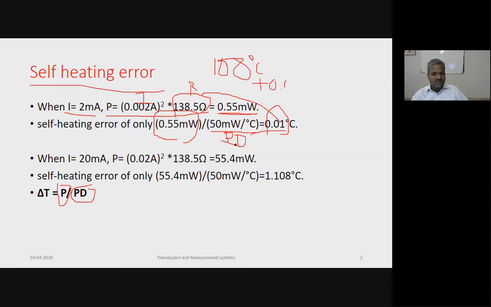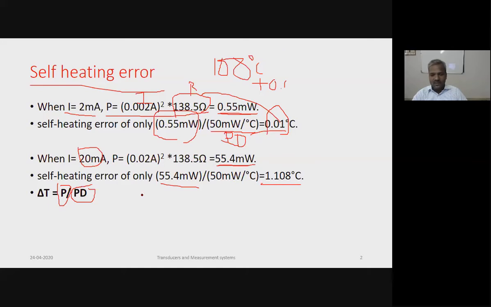Suppose we pass 20 milliampere, since the excitation current normally varies from 2 milliampere to 20 milliampere. Let us calculate the power of the RTD. Power equals 0.02, that is 20 milliampere squared, into 138.5 ohm. We get 55.4 milliwatt. If you substitute here, the error becomes 1.108 degrees Celsius.